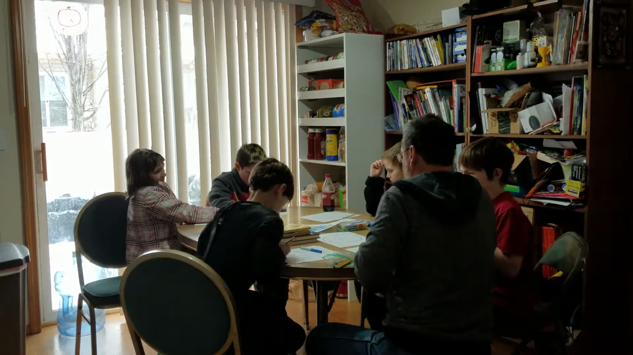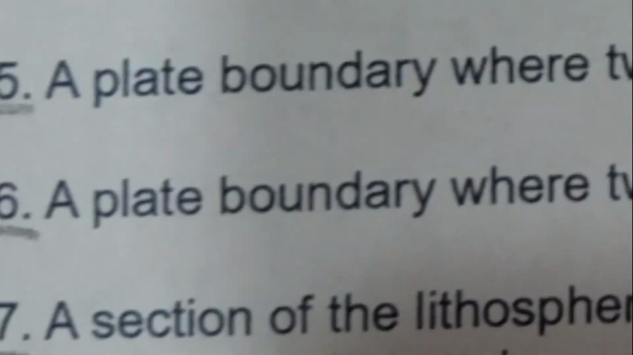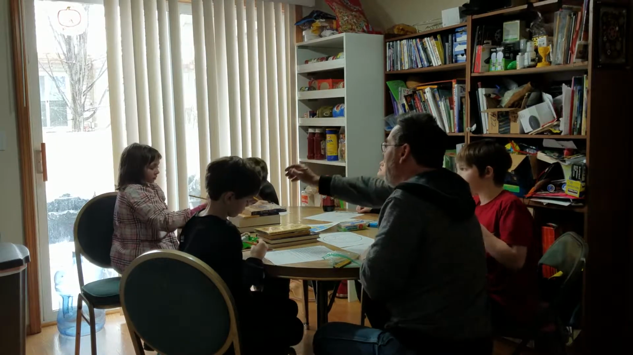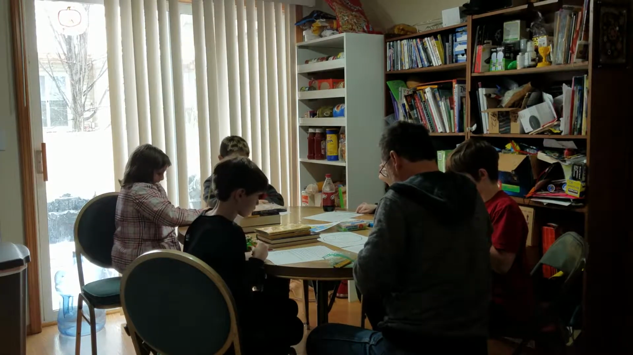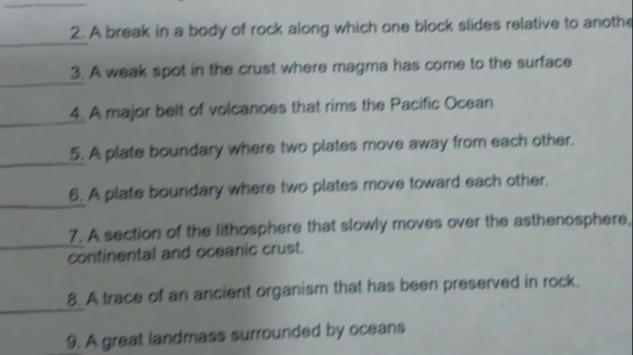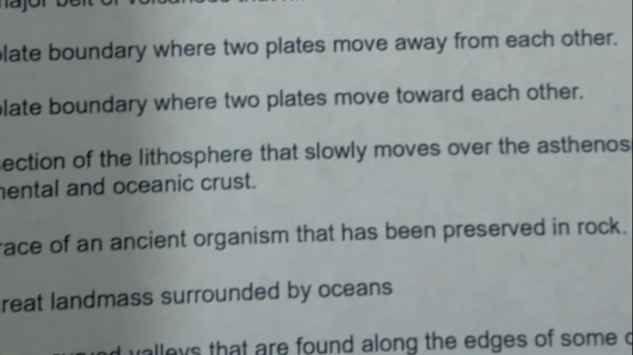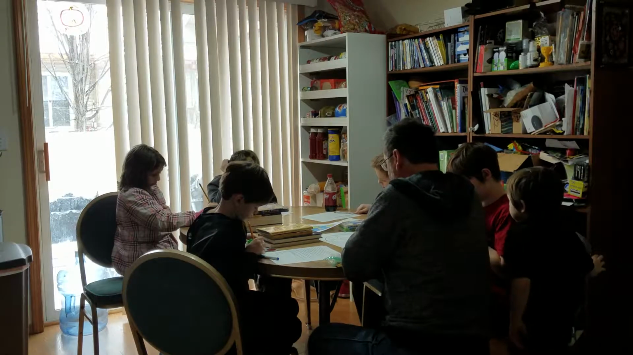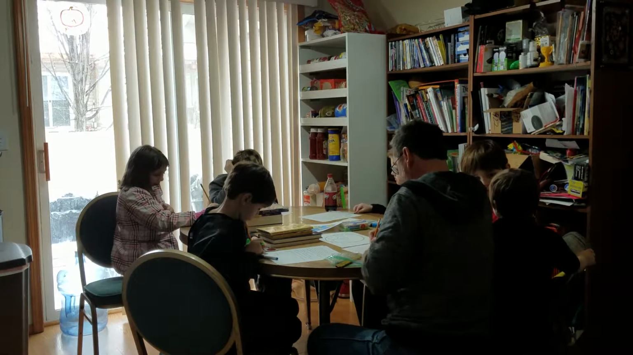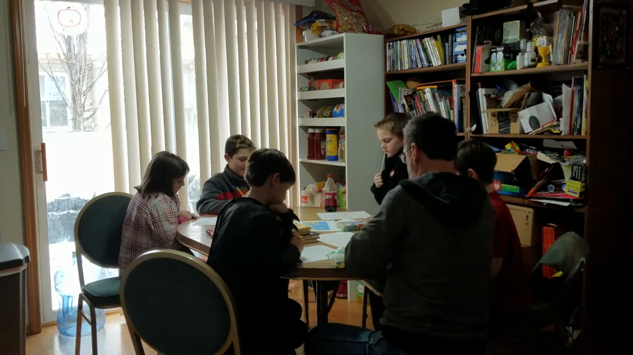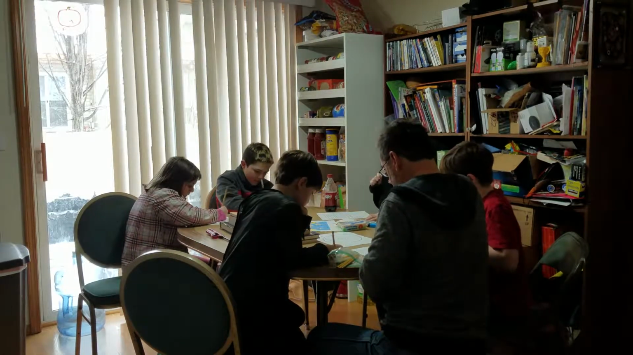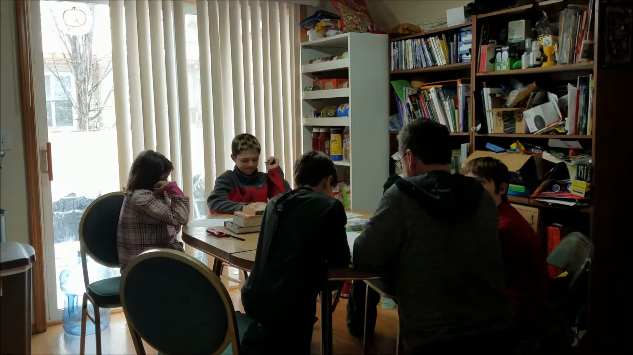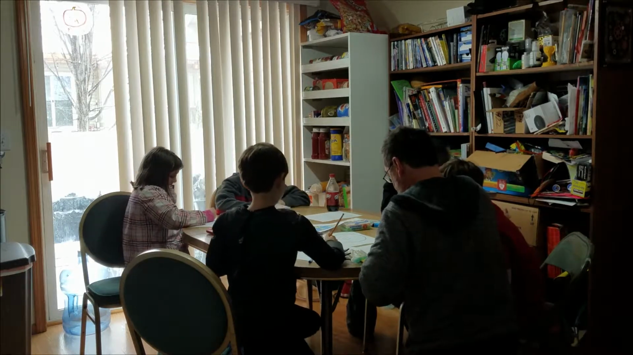Okay, now this one I think one of you can guess. A plate boundary where two plates move towards each other. Deep ocean trenches. Right! Excellent job, Lena. Convergent boundary, number 11. A section of the lithosphere that slowly moves over the asthenosphere, carrying pieces of continental and oceanic crust: plate. Plate is 1. Next question. A trace of an ancient organism that has been preserved: fossil. Everybody knows that one. Number 6.